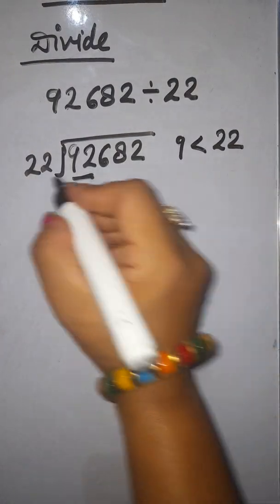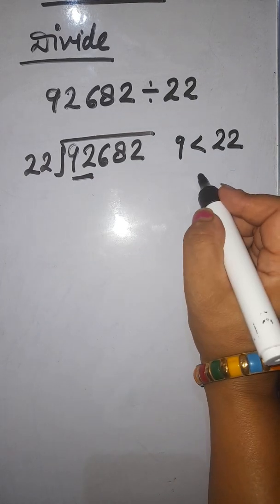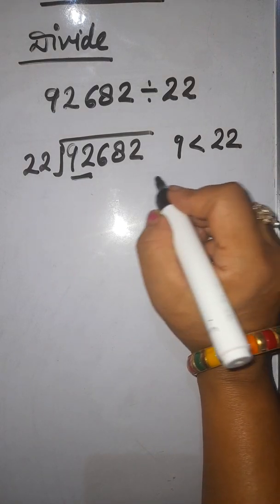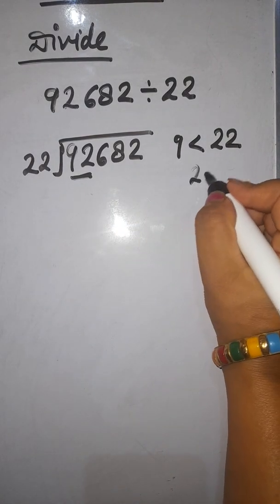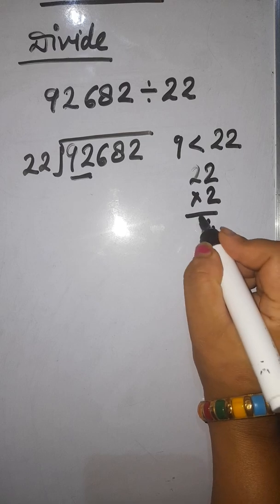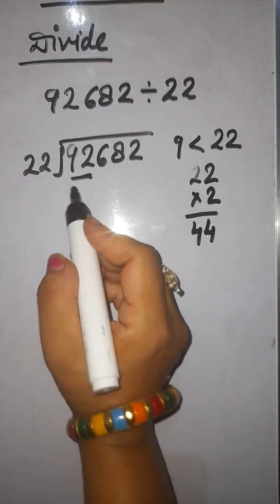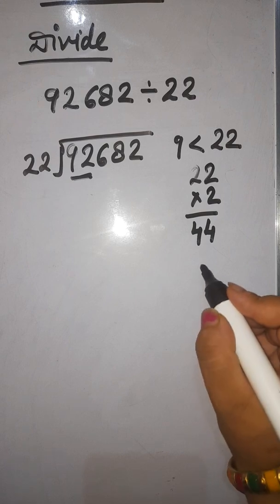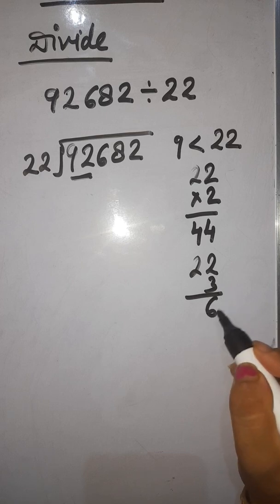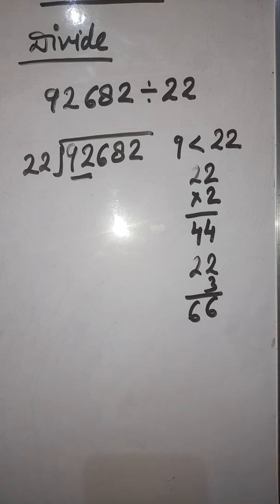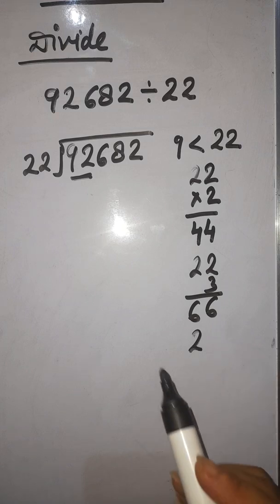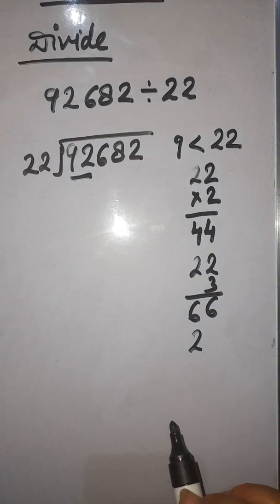We'll write here the table of 22 in multiplication form. 22 ones are 22, 22 twos are 44. 44 is smaller than 92. Again we'll write 22 threes are 66. Again we'll write, we need a number which is smaller than 92, a little bit smaller than 92.